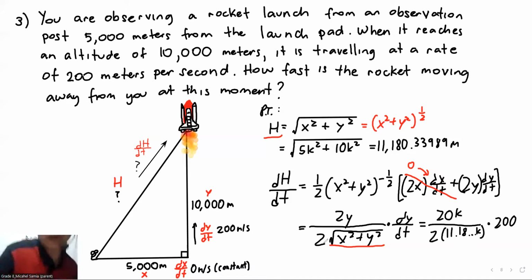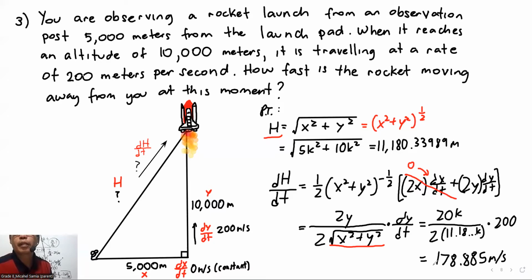Josh, write your answer on the lowest right of the screen, and don't erase it later. 20,000 times 200 gives 178.885 meters per second.